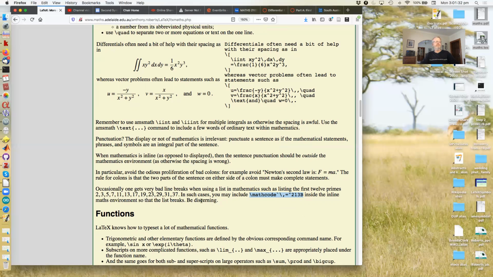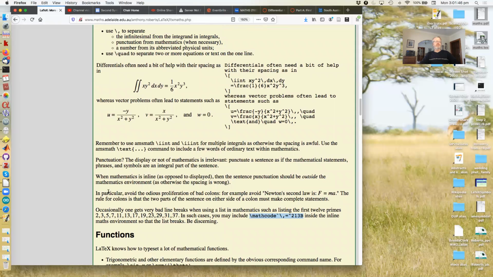But do that discerningly. It also puts a little bit more space around the commas, which often is a good thing when you've got a long list. Okay, so that's about relations, delimiters, and subtleties of spacing.